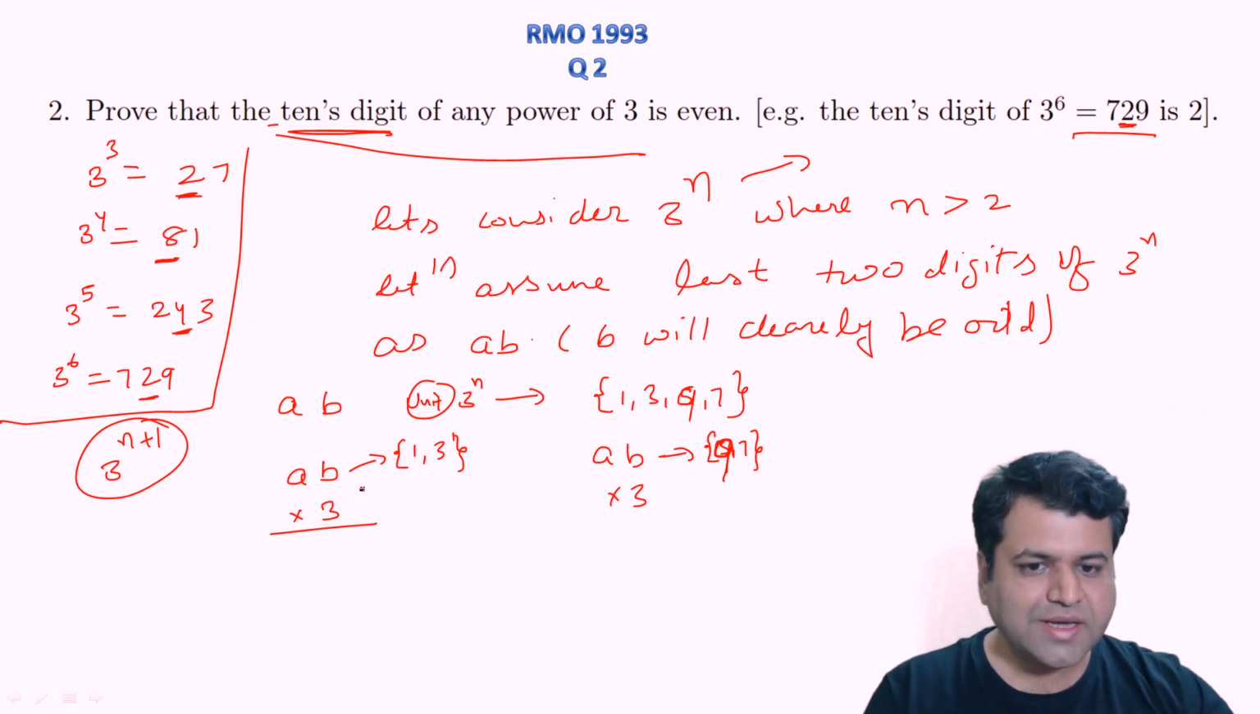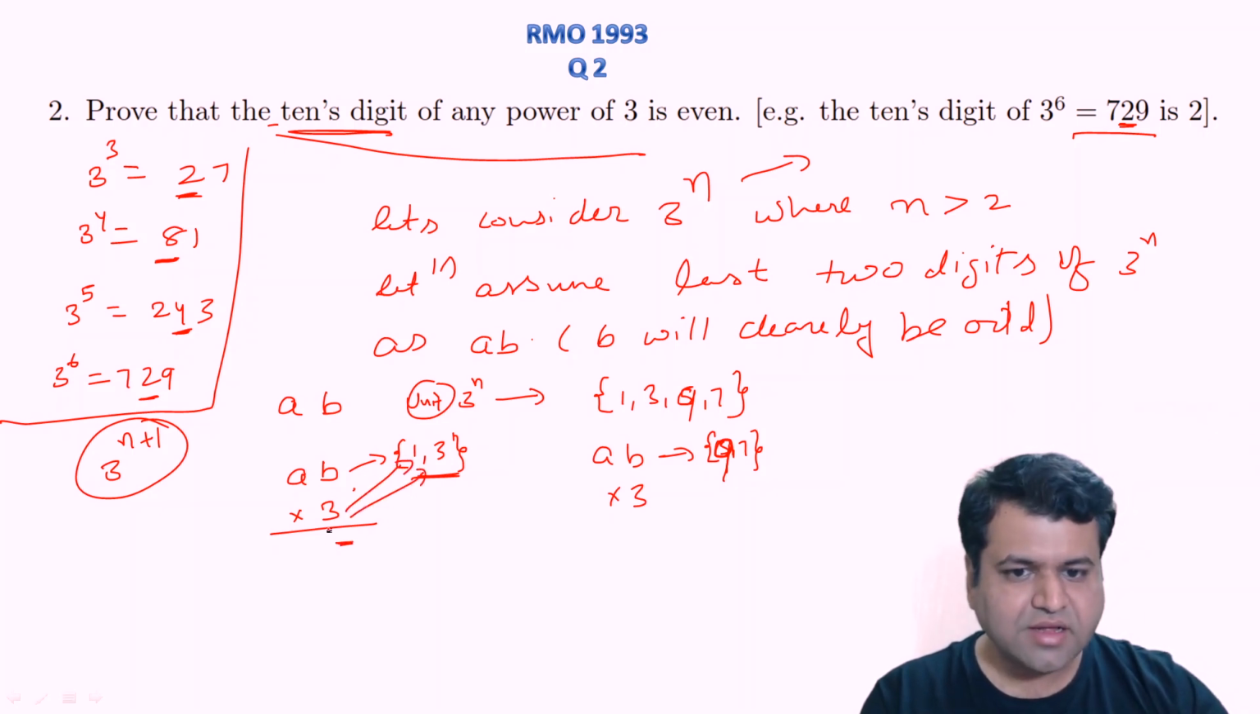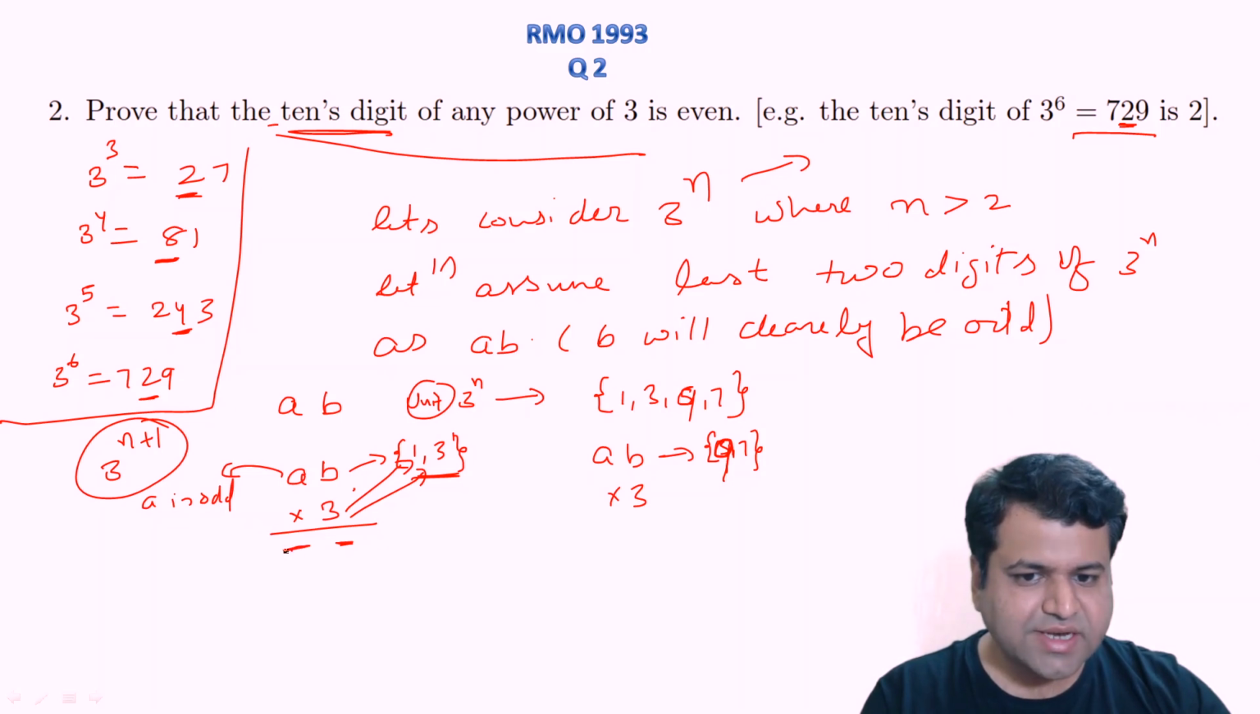Now if you multiply in this case when the unit digit is 1 and 3, then this first digit is a single digit. It will be either 3 or 9. Now if a is odd, then this tens place will be odd, right? Because it is being multiplied by 3, right?